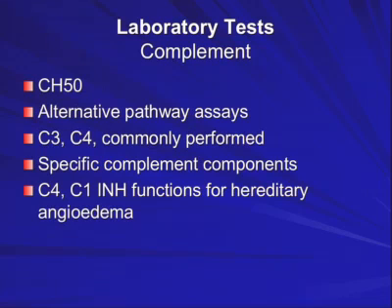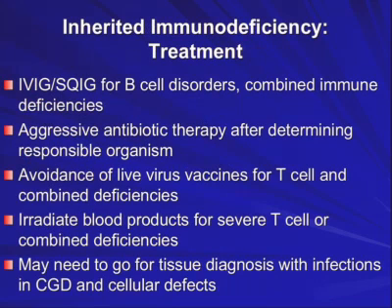And then for complement, the CH50 measures the complement activity from C1 through C9. There are assays for virtually every complement component, and there are alternative pathway CH50s as well. And again, for hereditary angioedema, remember we measure C4 as the screening test and then look for C1 inhibitor numbers and function. And then for treatment, remember for antibody deficiencies, IVIG and sub-Q IG can be provided.